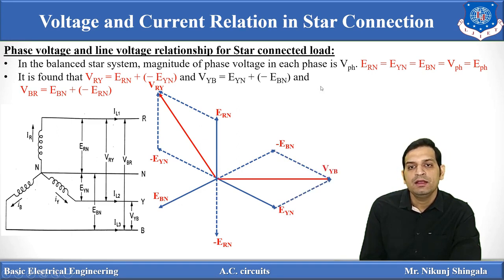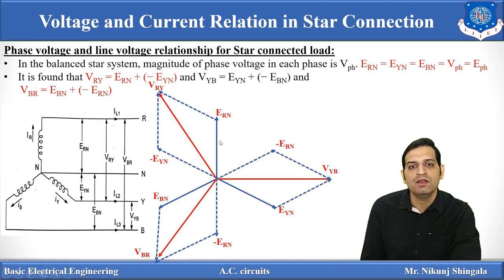Similarly, VYB can be found using the parallelogram method. It is the phasor sum of EYN and minus EBN. And similarly, we can find VBR also using the parallelogram method, and this is the phasor sum of EBN and minus ERN. Now we want to derive the relationship between line voltage and phase voltage. So this is a line voltage and this is a phase voltage.